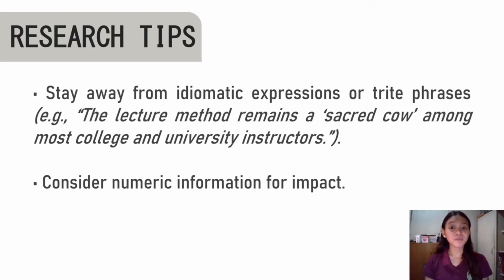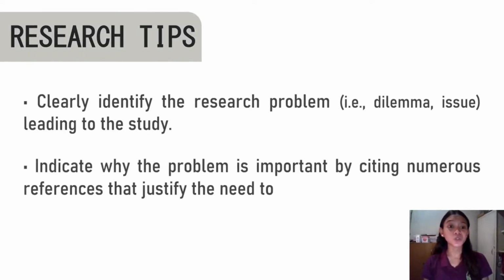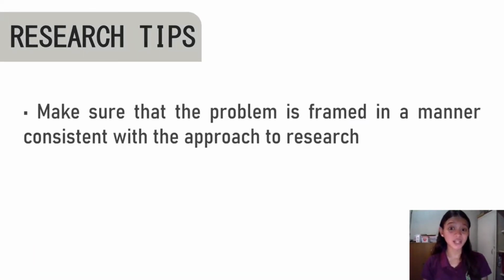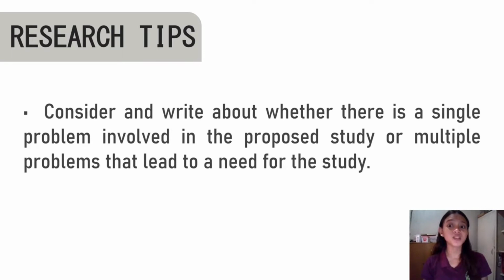Next, consider numeric information for impact. For example, every year, an estimated 5 million Americans experience the death of immediate family members. Next, clearly identify the research problem, such as the dilemma or issue leading to the study. Indicate why the problem is important by citing numerous references that justify the need to study the problem. Make sure that the problem is framed in a manner consistent with the approach to research in the study. And lastly, consider and write about whether there is a single problem involved in the proposed study or multiple problems that lead to a need for the study.